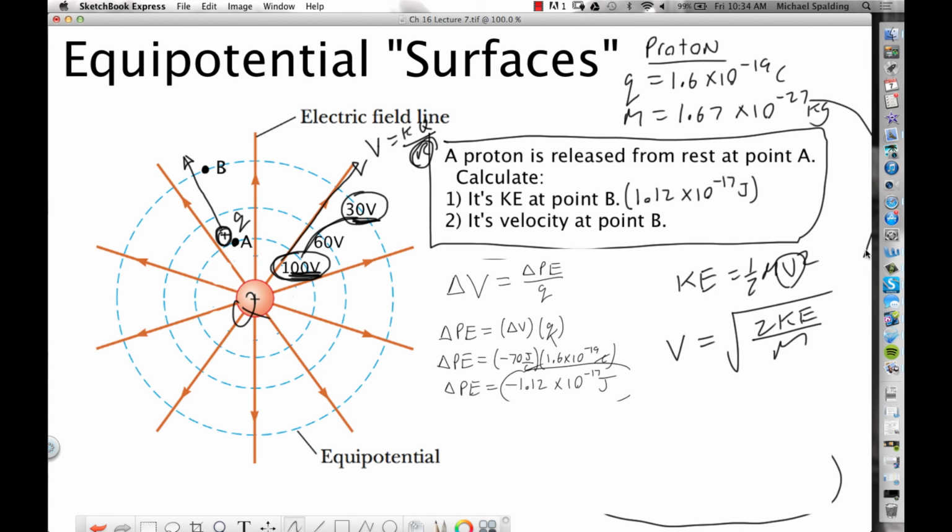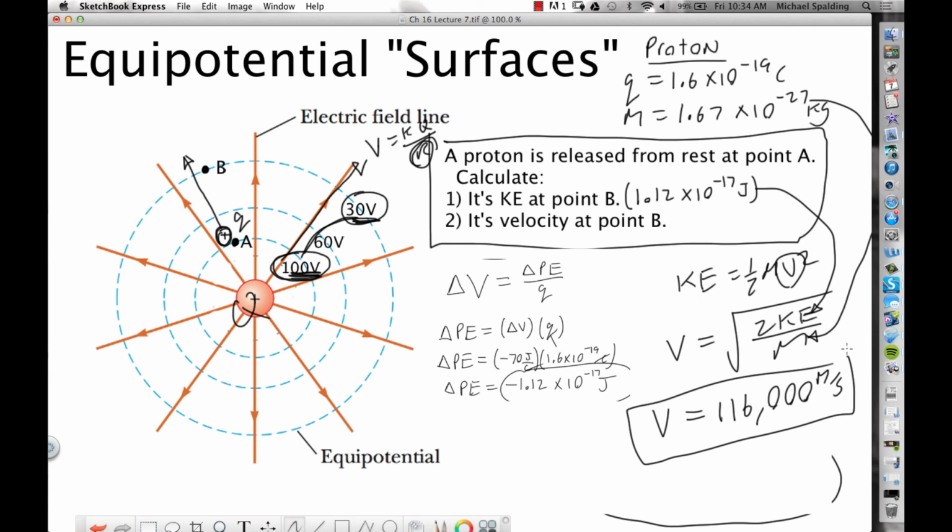So take your m, plug it in, take kinetic energy, plug it in, and oh dude, I forgot what this is. Hold on. Oh, I got it right here. 1.16. So we'll just call it 116,000 meters per second. I'm pretty sure that's what it is.